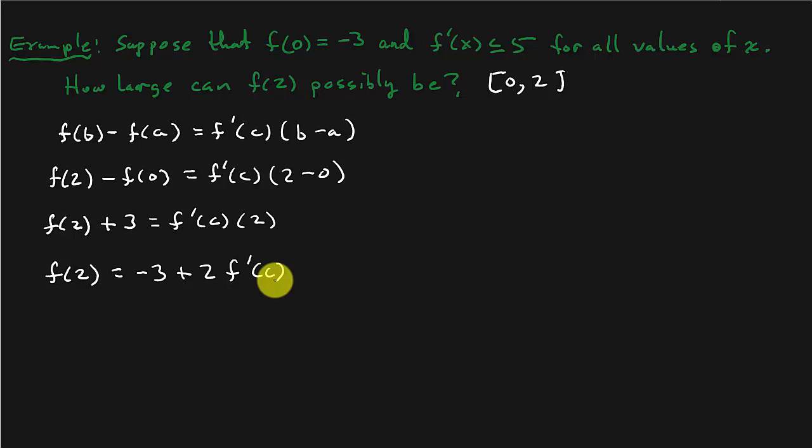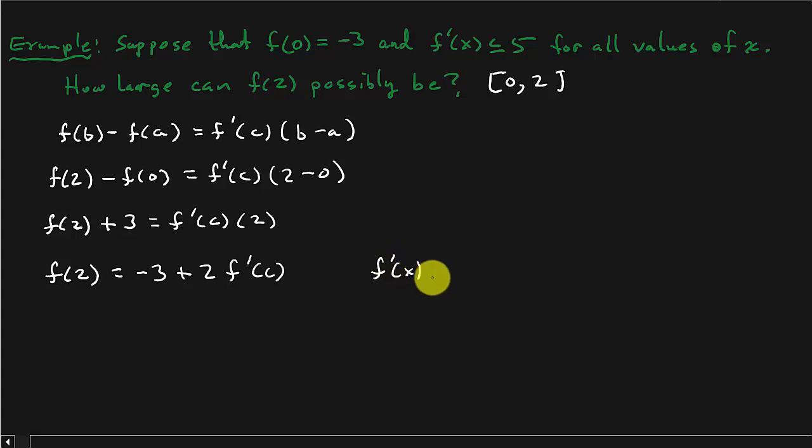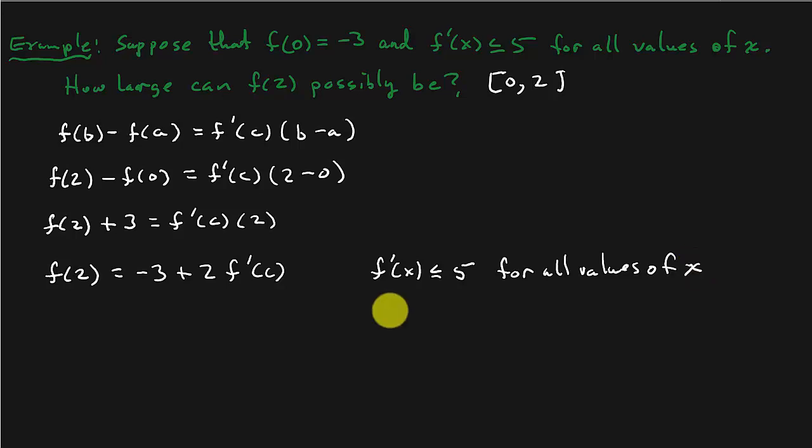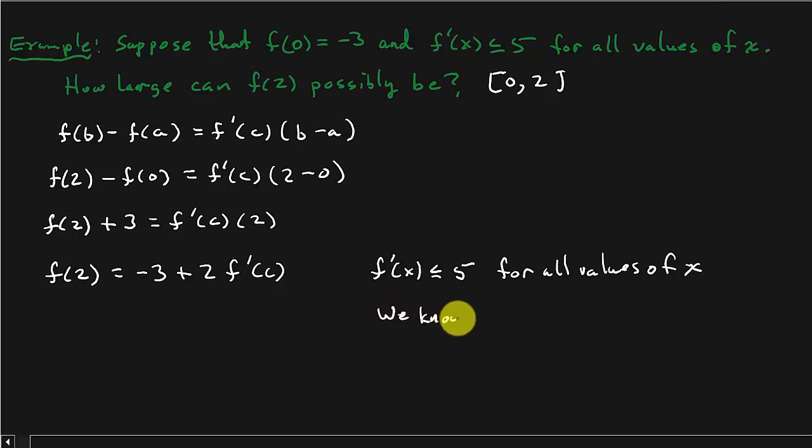All right. So let's note that we're given f prime of x is less than or equal to 5 for all values of x. So that means we know that f prime of c is less than or equal to 5, because c is some constant, and it says that f prime of x is less than or equal to 5 for all values of x. So it doesn't matter what c is, we know it's less than or equal to 5.